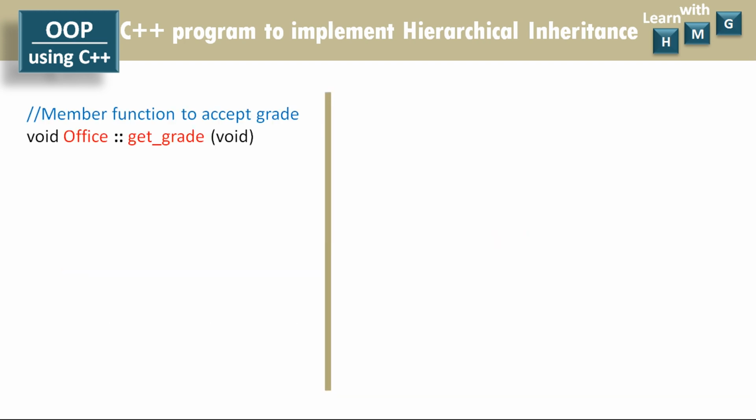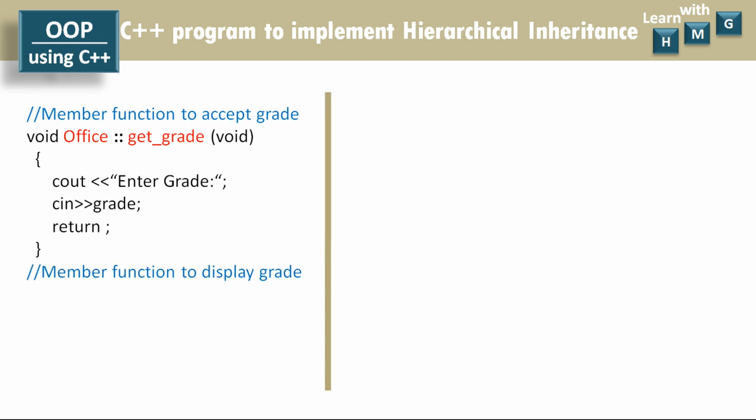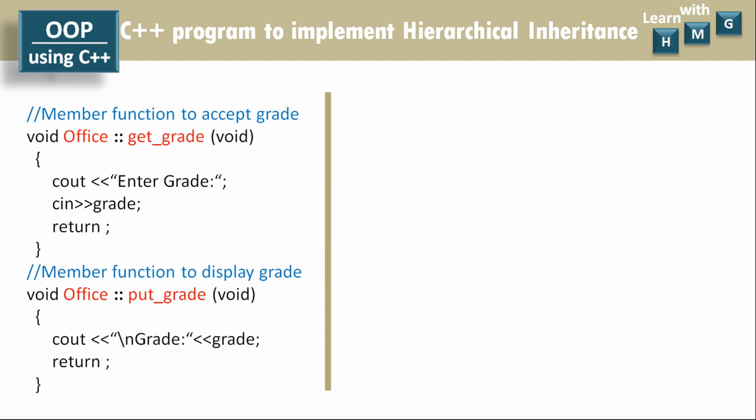Void officer, scope resolution operator, getGrade, void. So it is a void function. Let us accept the grade using cin. The simple input function is over. Then the second member function is putGrade, which is a member of the officer class. Here also, using cout, we will display the grade. In this way, the derived class 2 definition is also completed.